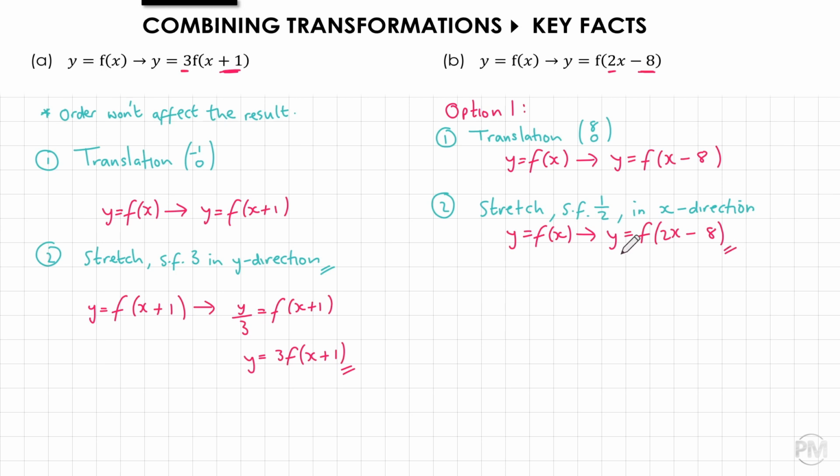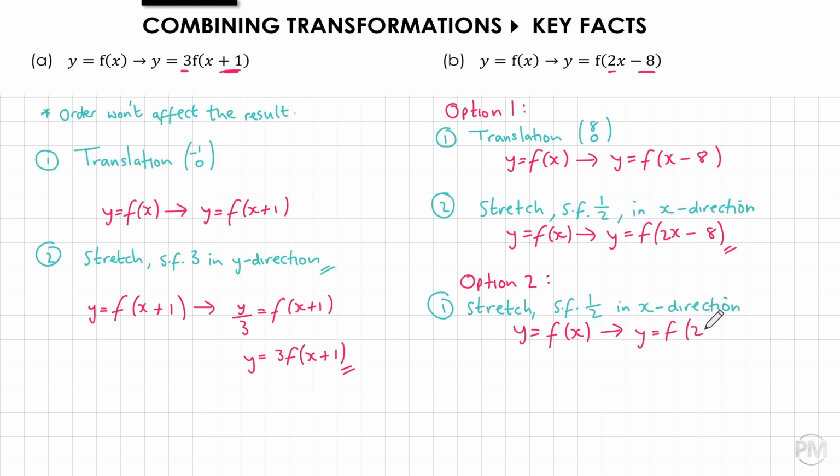However, if we apply the transformations in a different order, you might get a result you don't expect. Suppose we first applied the stretch of scale factor 1/2. At this point, things still seem quite straightforward. We just get y equals f of 2x. However, you have to be really careful with this next step.